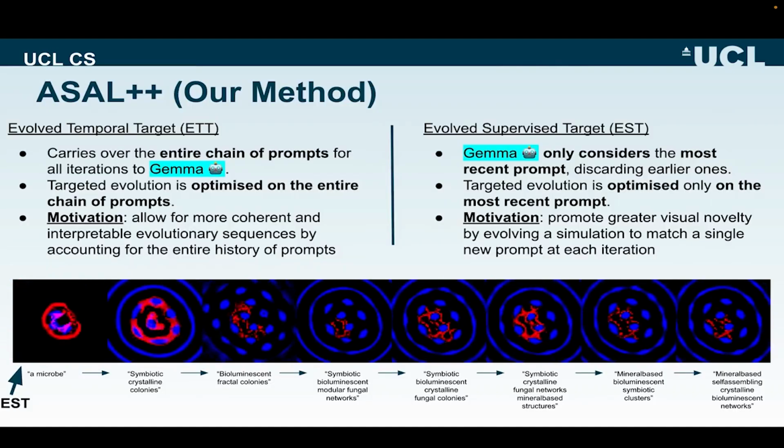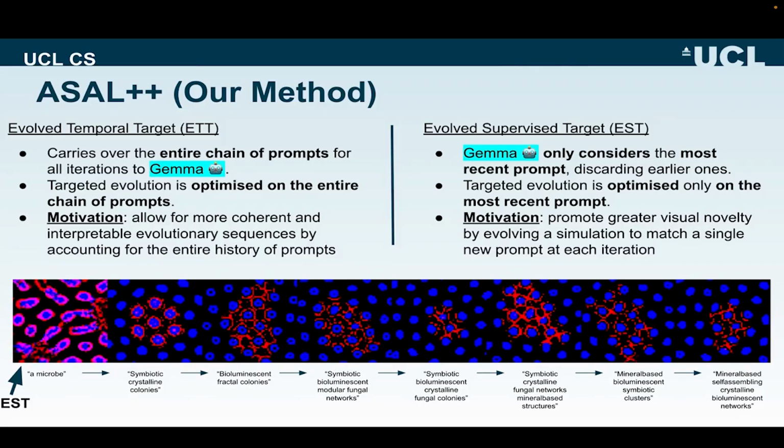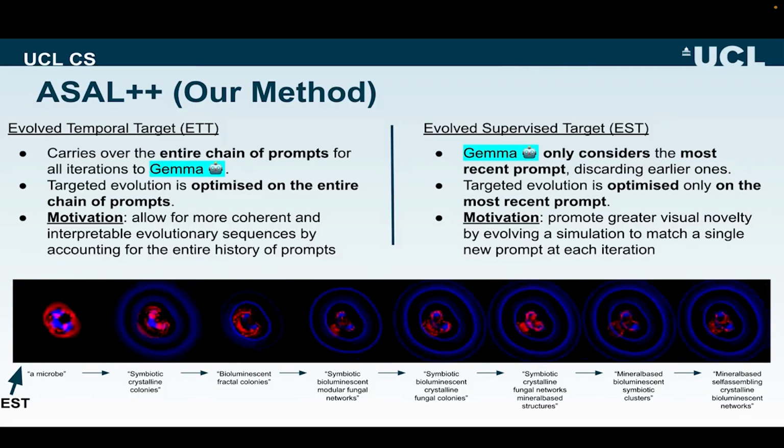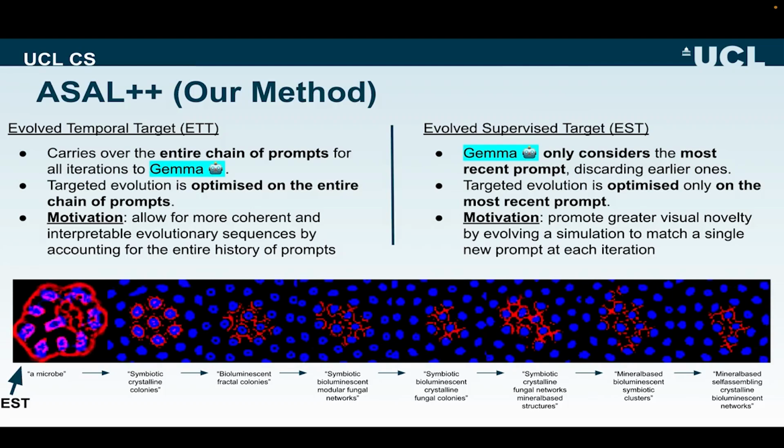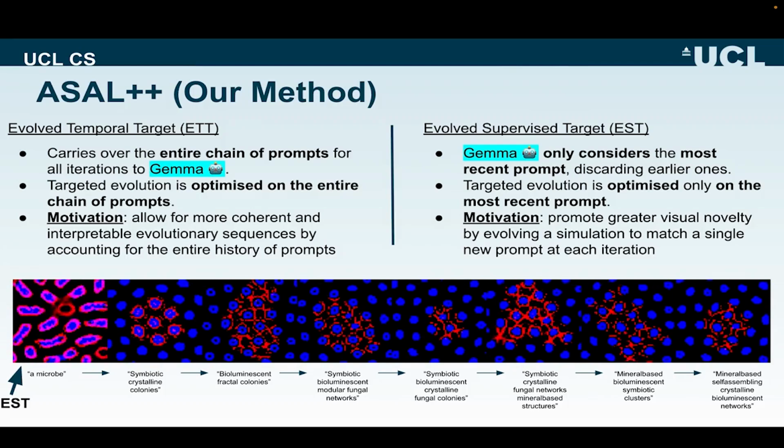First, EST. Here, the evolver model only sees the most recent prompt, and the simulation is optimized only for the new target. This approach is designed to promote maximal visual novelty and diversity.